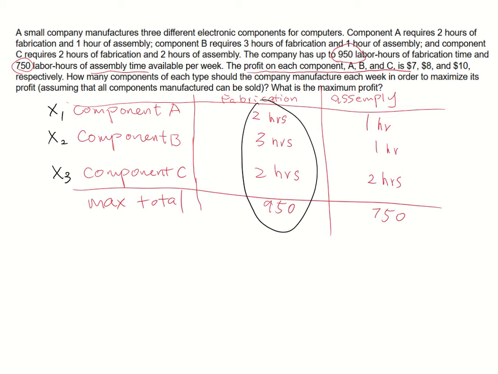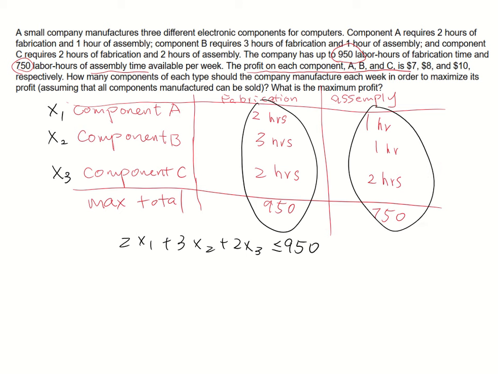Out of this column, we can make one inequality, that is 2x1 plus 3x2 plus 2x3 should be less than or equal to 950. That's the total hours of fabrication. Out of this column, we can make another inequality, which is x1 plus x2 plus 2x3. This is the total hours of assembly. That should be less than or equal to 750.